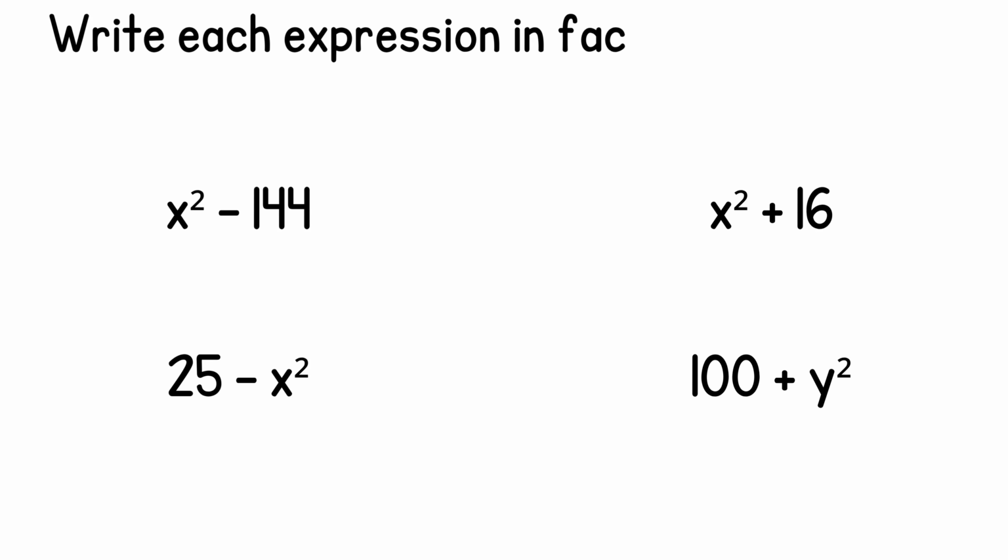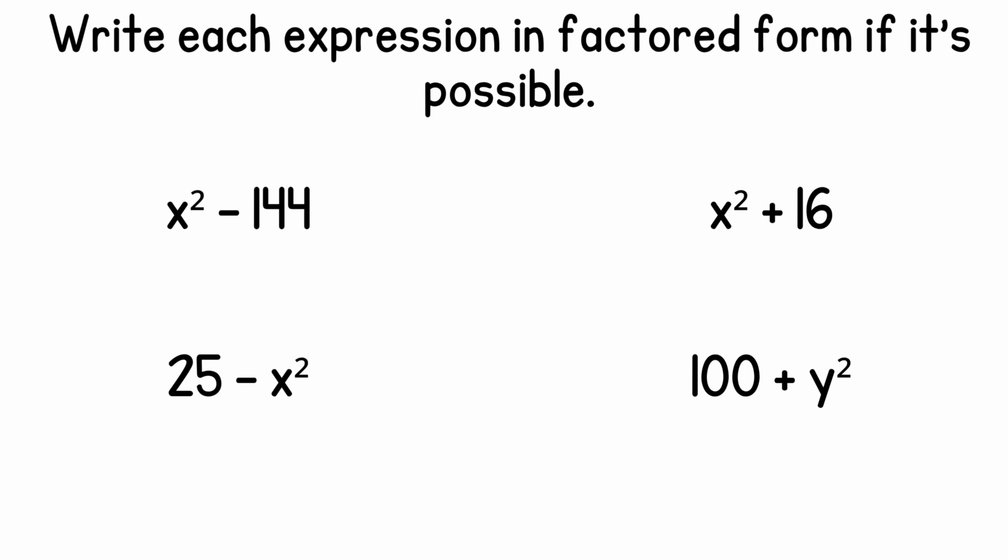In our last example, we're going to write each expression in factored form if it's possible. So we'll start with x squared minus 144. We'll use our format of a squared minus b squared to find what a and b are. a must have been x, and b must have been 12, since 12 squared gives us the 144 that we have. So we can write this as x minus 12 times x plus 12.